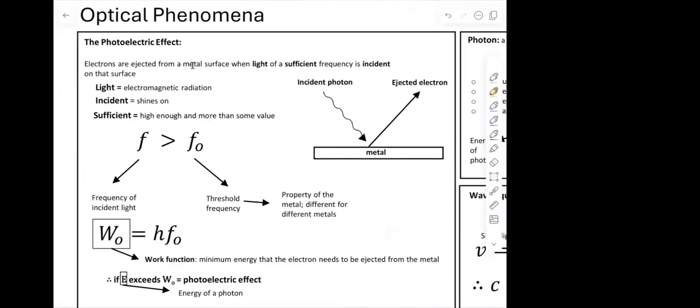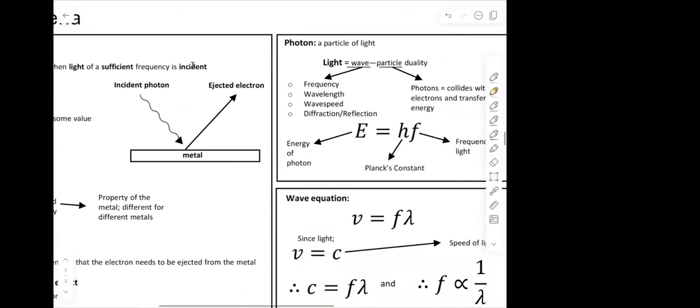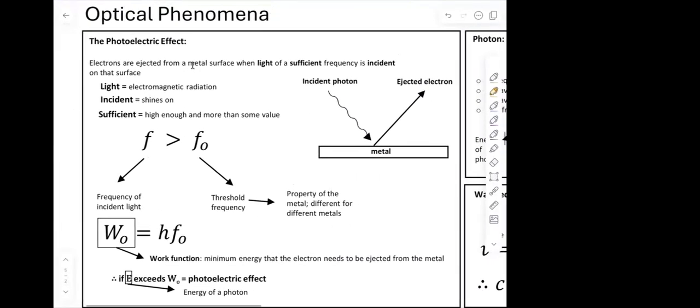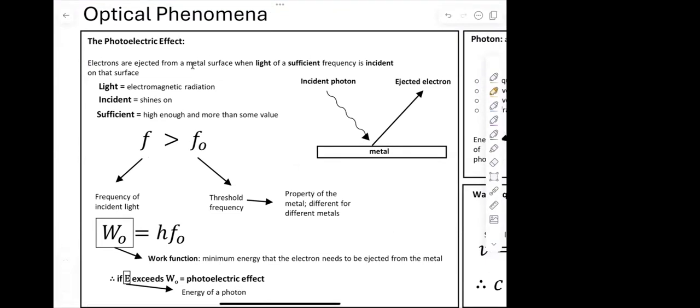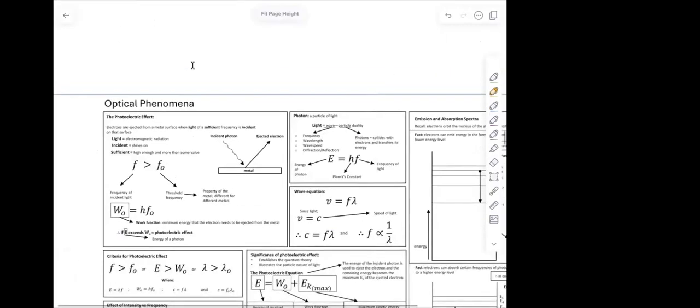So the photoelectric effect is a really interesting part of science, right? Because light has what we call a dual nature. What does it mean by a dual nature? A dual nature means light can act as both a particle, but it can also act like a wave, right?